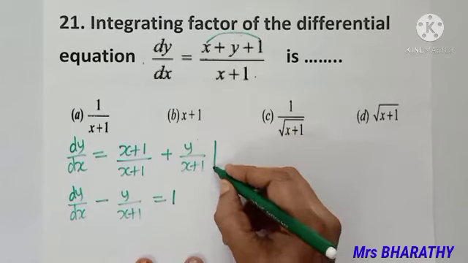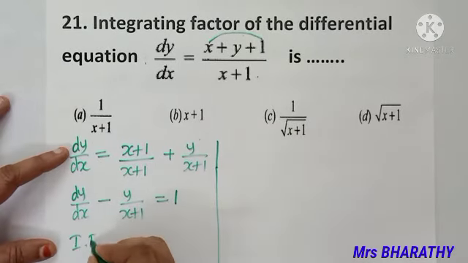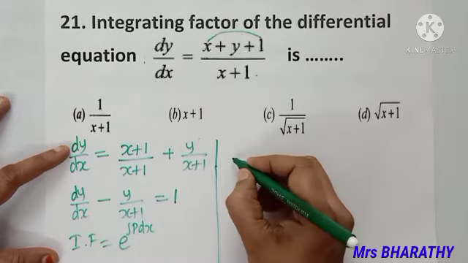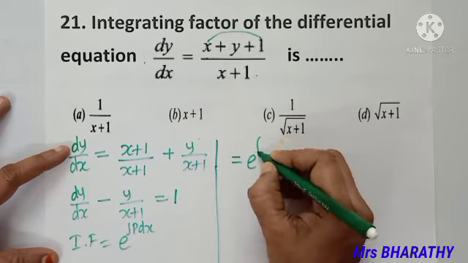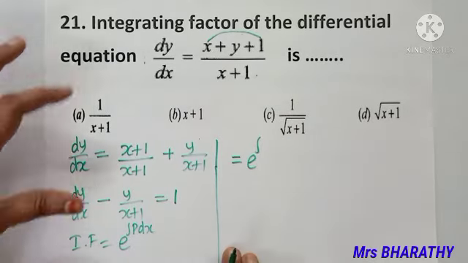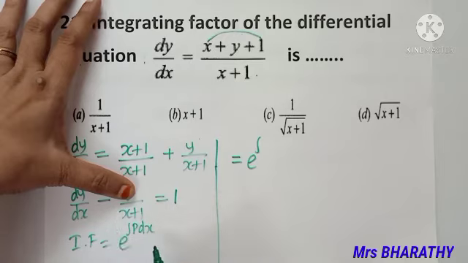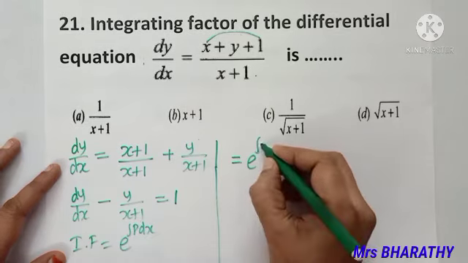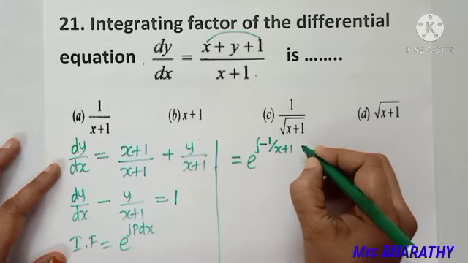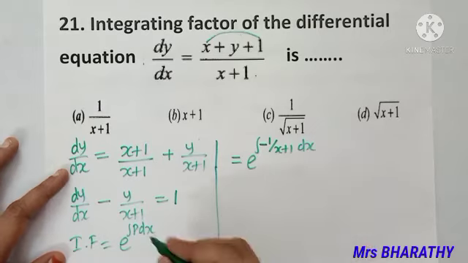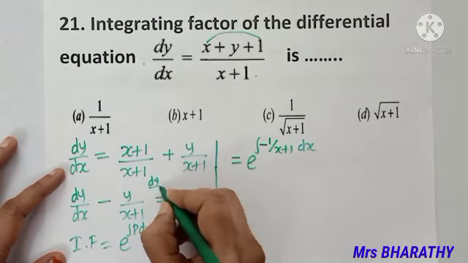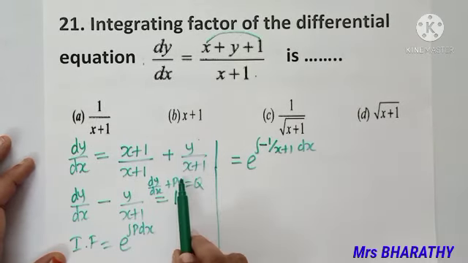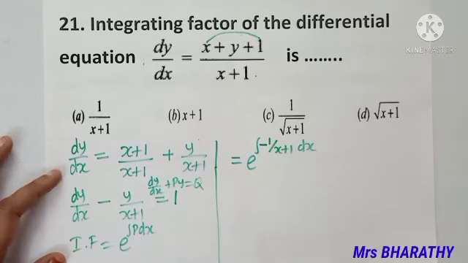Now my question is the integrating factor. So what is the integrating factor? The formula is e power integral p dx. What is p actually, other than y? The remaining terms. The remaining term is minus 1 by x plus 1, minus 1 by x plus 1 into dx. So we want to write it in the pattern dy by dx plus py equals q. So other than y, the remaining is p.